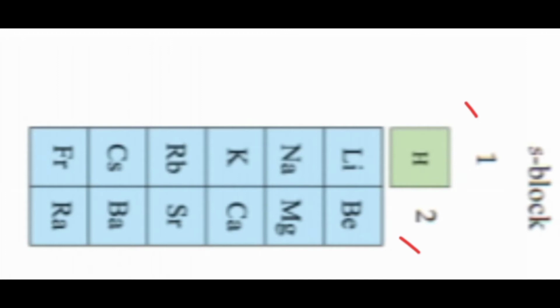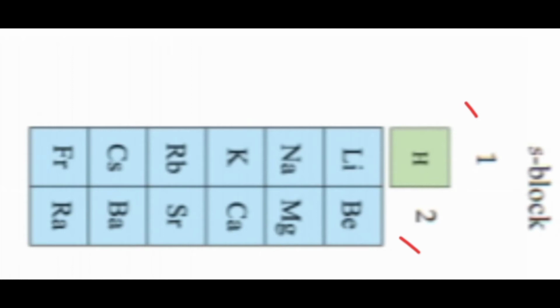Then these alkali metals and alkaline earth metals show high electropositivity, because these s-block elements are placed at the extreme left side of the periodic table. Therefore, the atomic size of these s-block elements is very high. Therefore, electropositivity is high, electronegativity is low, and ionization energy is very low.